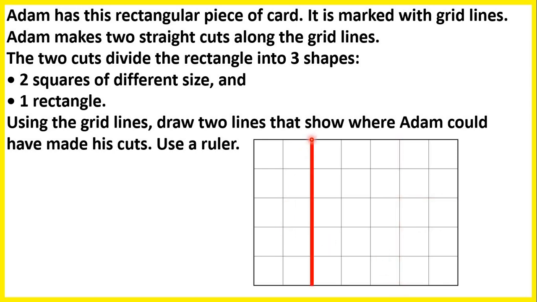Or we could have a cut here, because then we have a big square on this side with a length of 5 centimeters for the sides, and then we could have a cut here, because then we have a square, so 2 by 2, and we have a rectangle, so 3 by 2. Or we could have our square at the bottom, so that's a length of 2 for all of our sides, and then our 3 by 2 rectangle at the top.